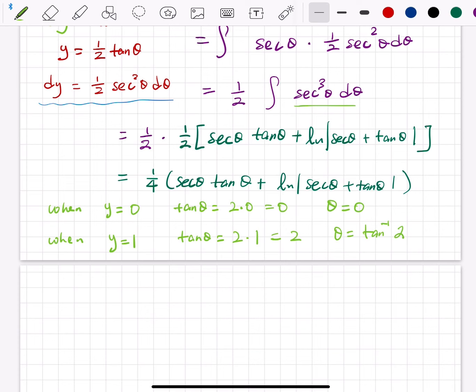Now we do not know what that theta is. But we know that secant squared theta equals 1 plus tangent squared theta. So when tangent theta equals 2, secant squared theta is equal to 1 plus 2 squared, which is 5. Secant theta is equal to square root of 5. So we can plug in using this information.